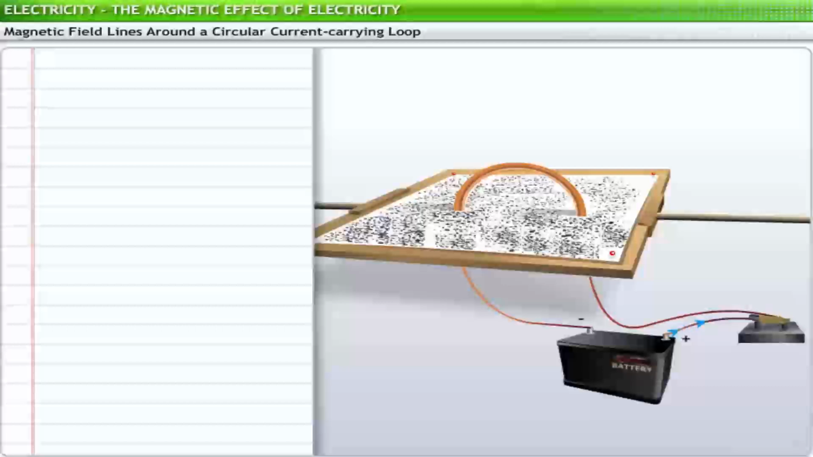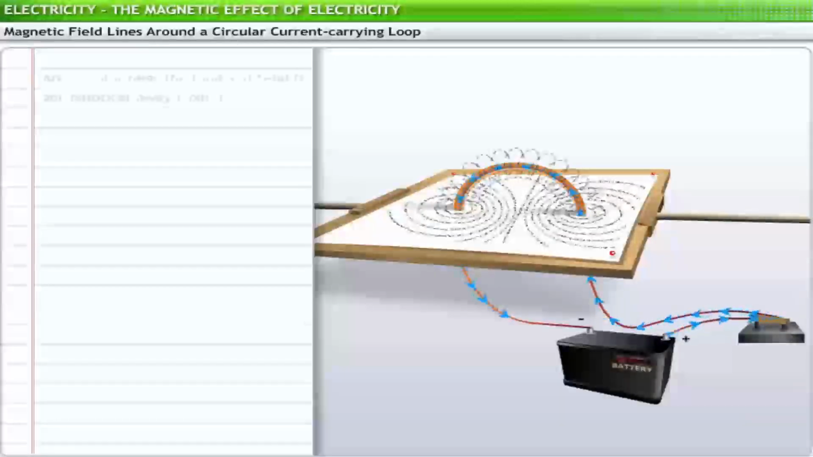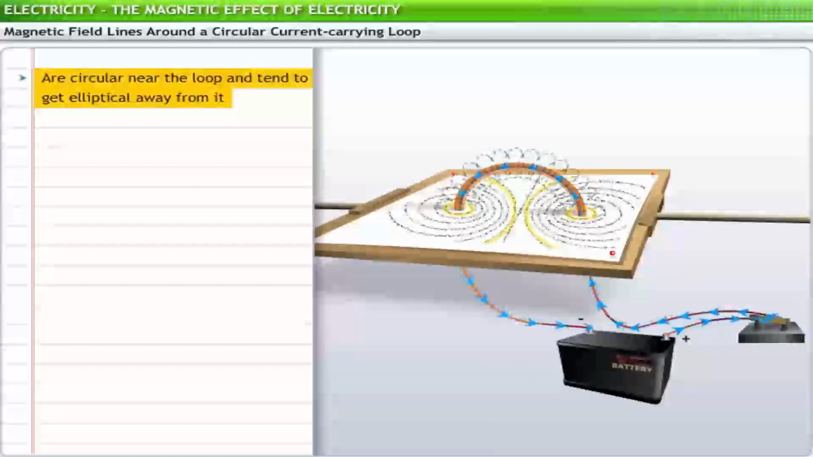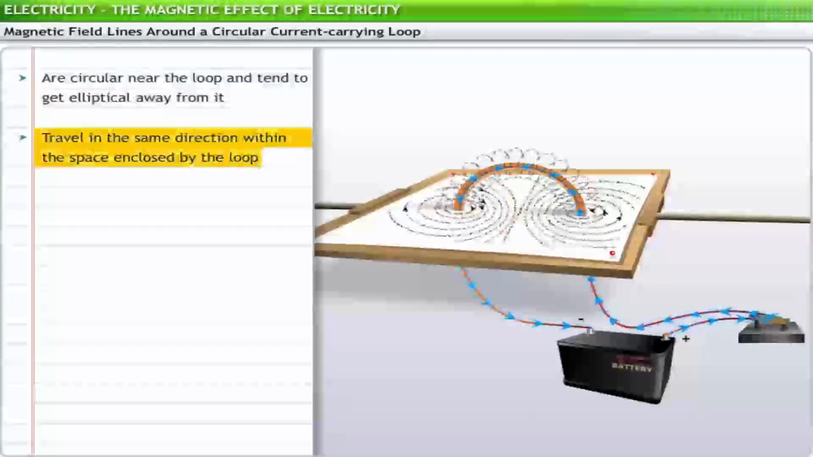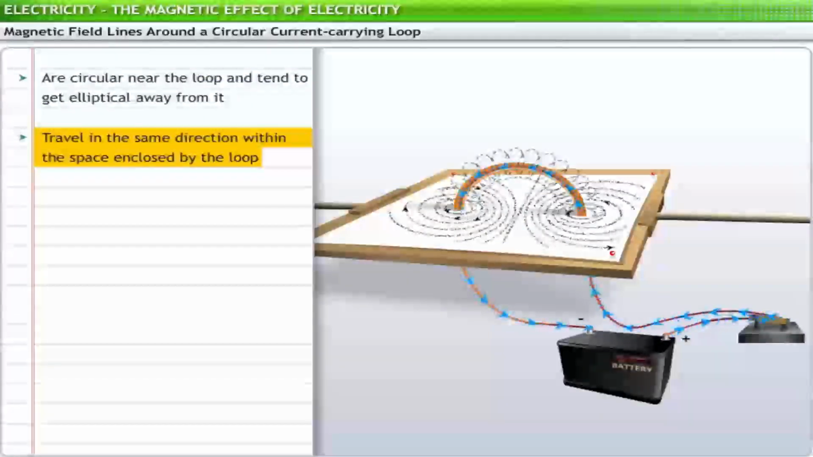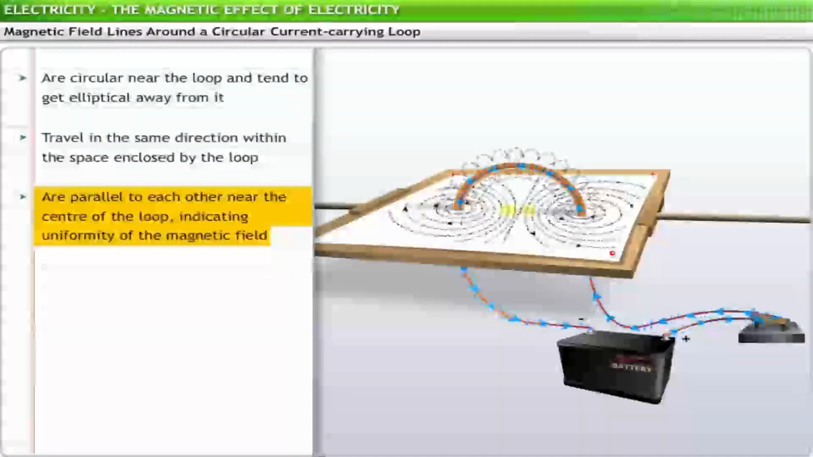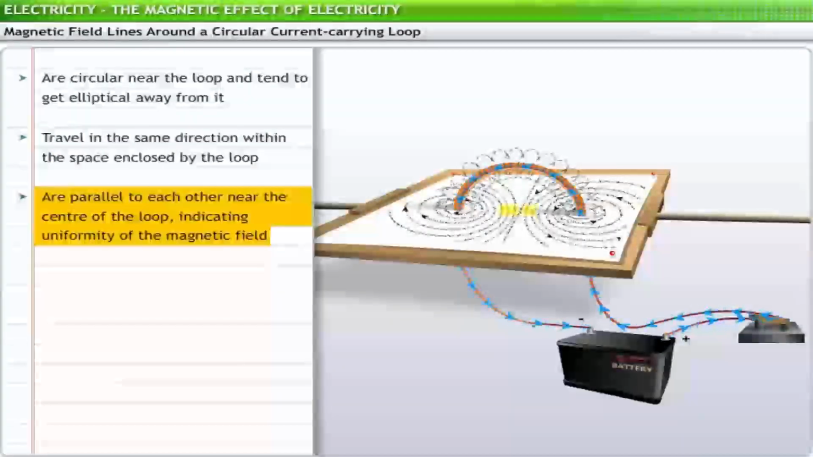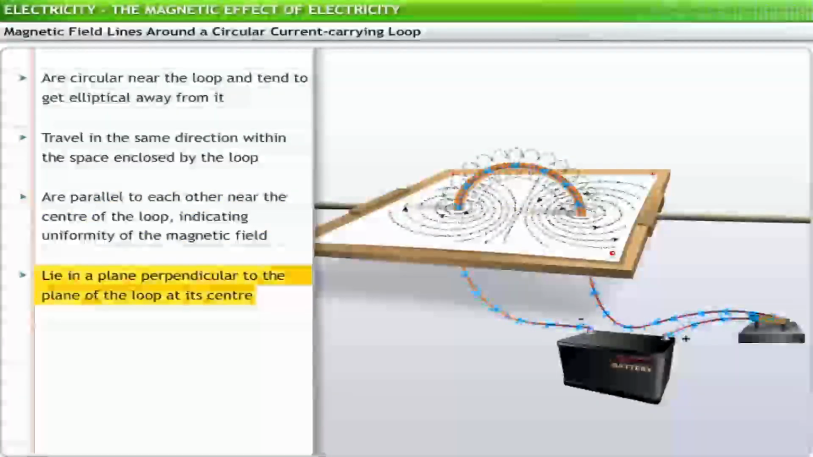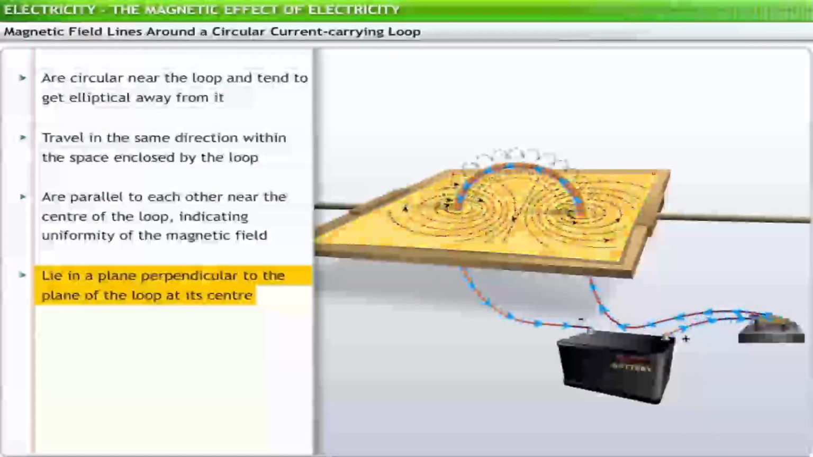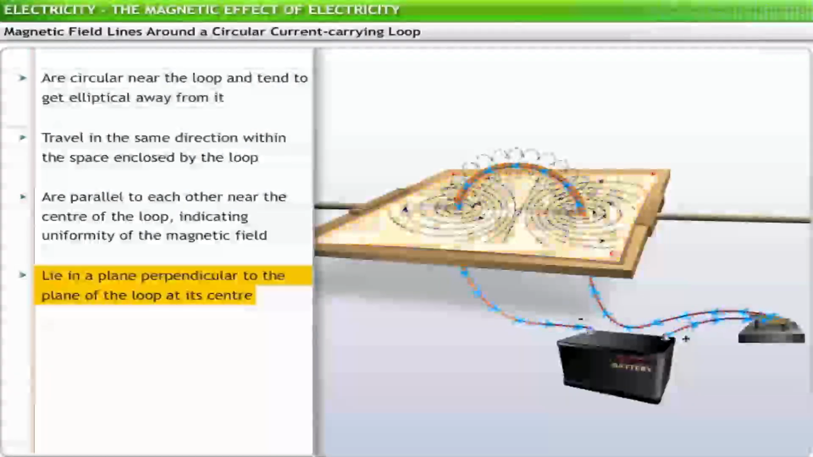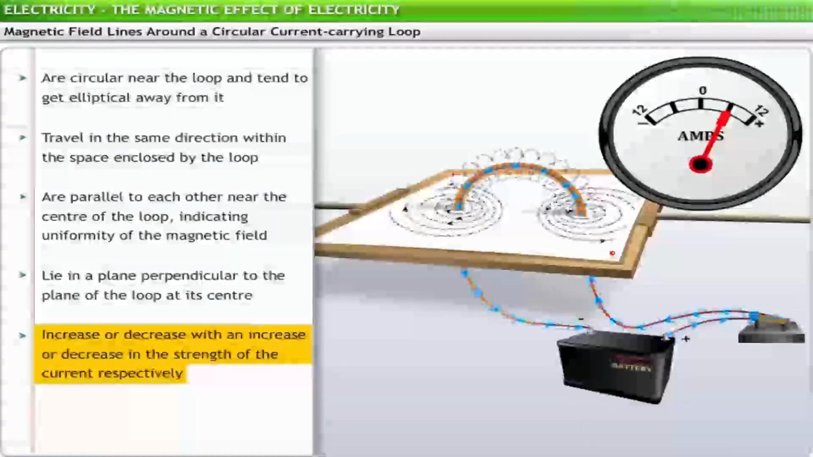Magnetic field lines around a current-carrying circular loop have the following properties. The lines are circular near the loop and tend to get elliptical away from it. They travel in the same direction within the area enclosed by the loop. They are parallel to each other near the center of the loop, indicating the uniformity of the magnetic field. They lie in a plane perpendicular to the plane of the loop at its center. They increase or decrease with an increase or decrease in the strength of the current respectively.